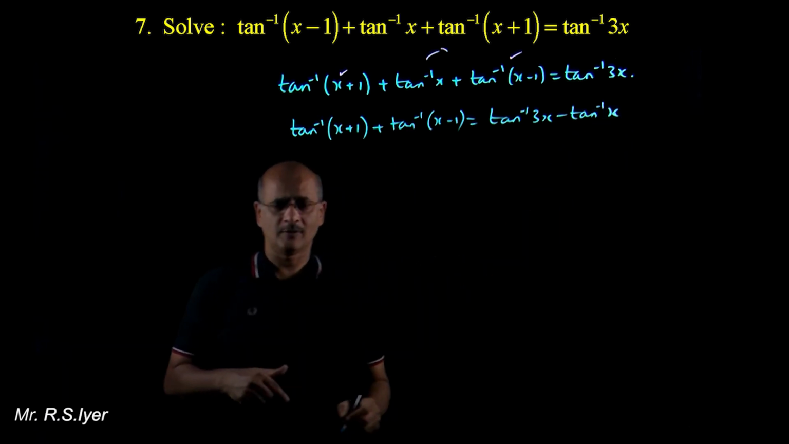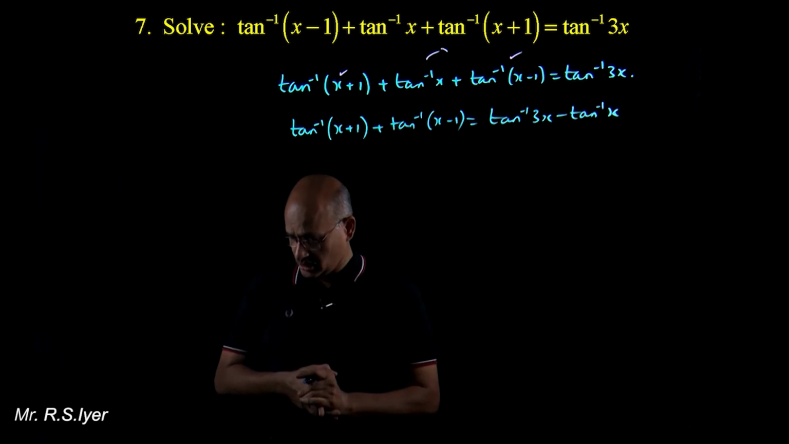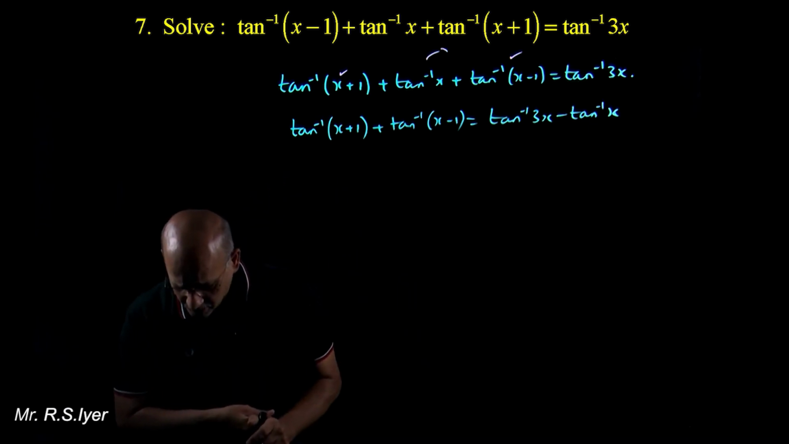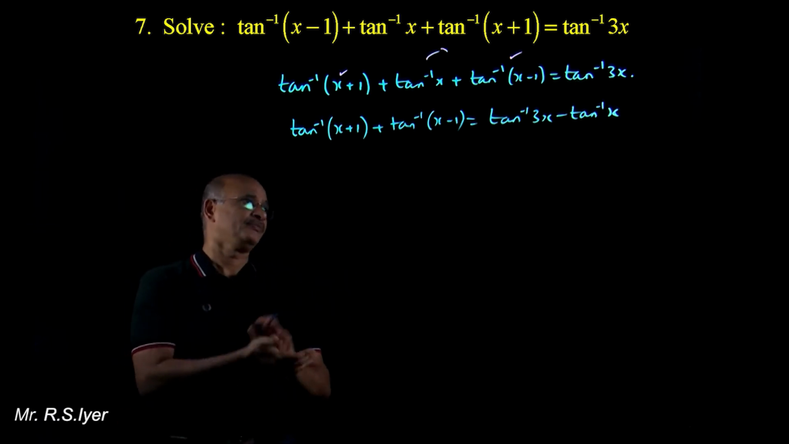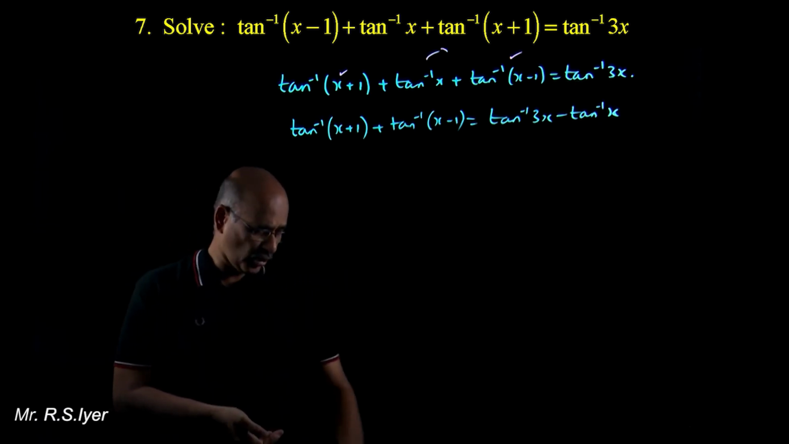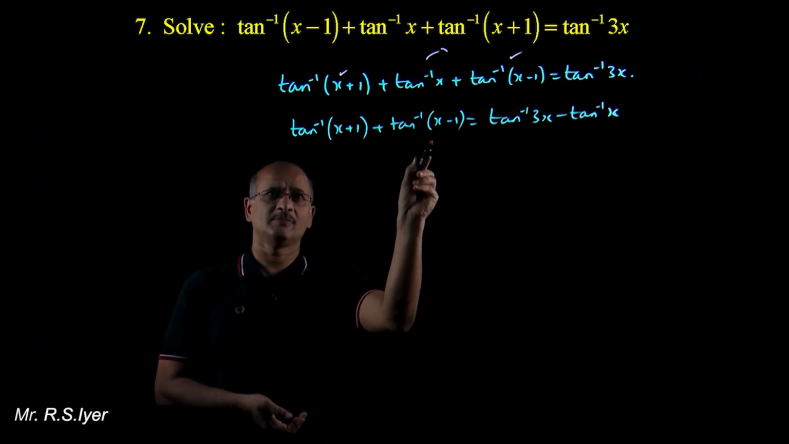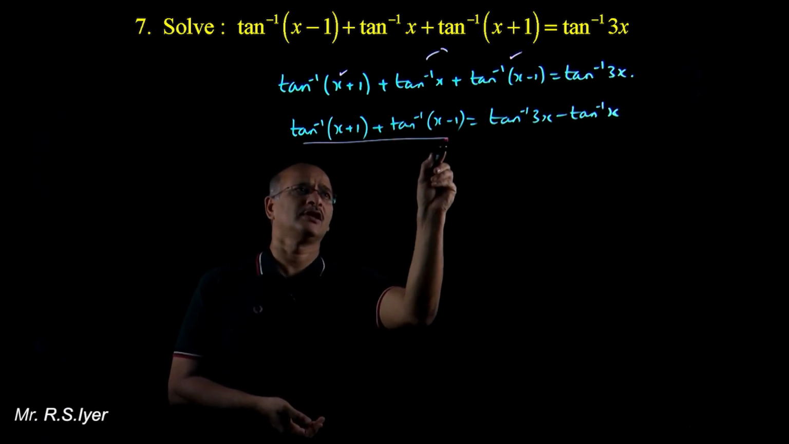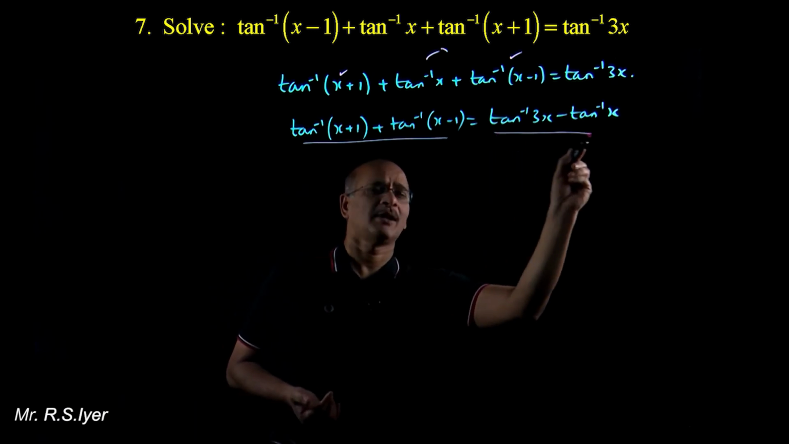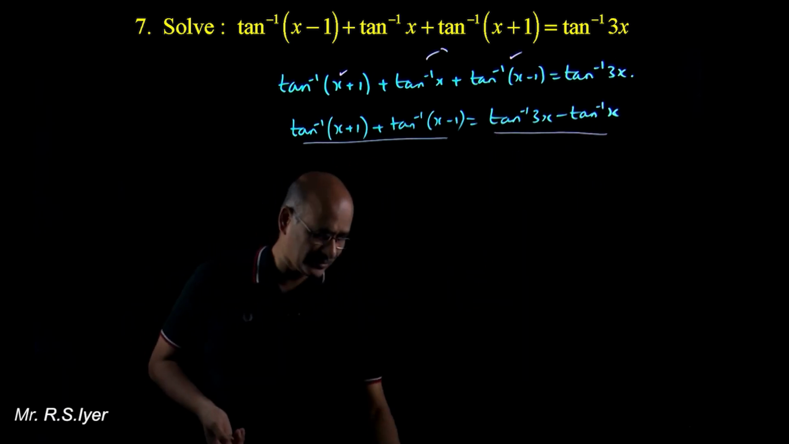Let me confirm the question. Okay, so it is tan inverse (x+1) plus tan inverse (x-1) equals tan inverse x, and tan inverse 3x. Get it? Okay, now what happens now? We all know we use the formula of tan inverse a plus tan inverse b. Now if you look at this, tan inverse a plus tan inverse b, tan inverse a minus tan inverse b. So let us see what happens in this case.